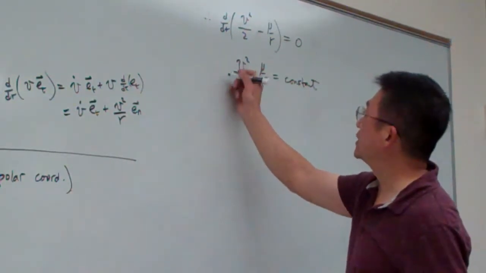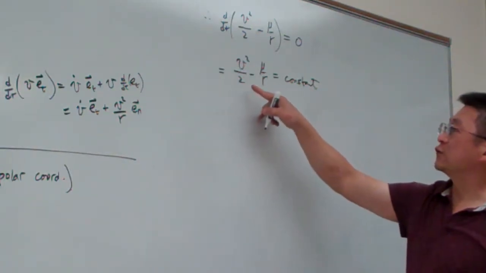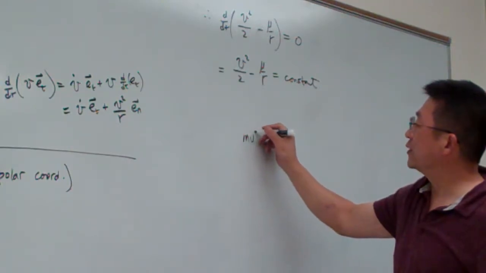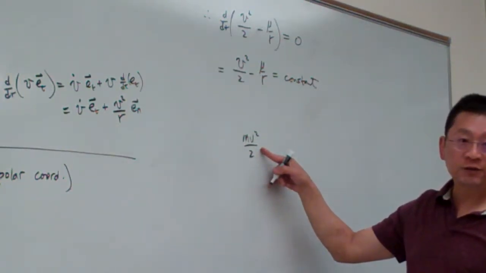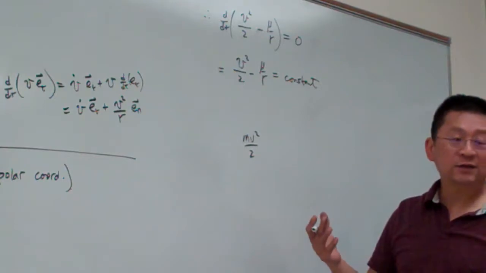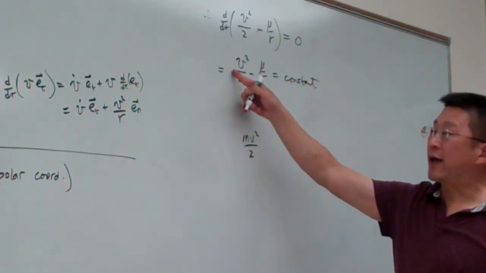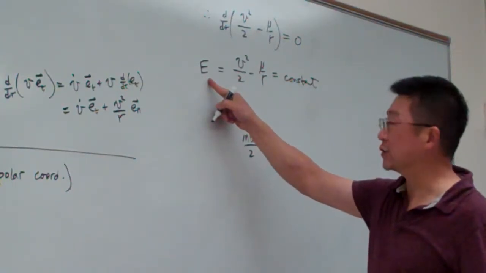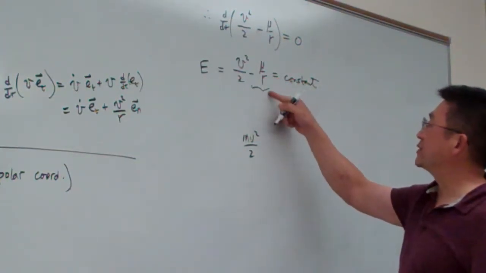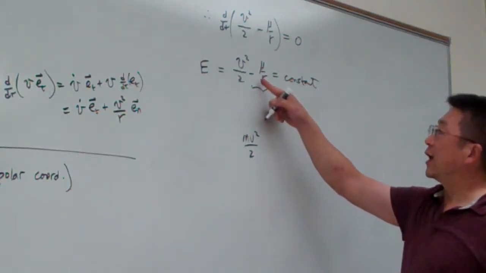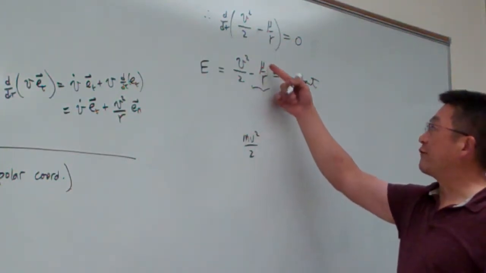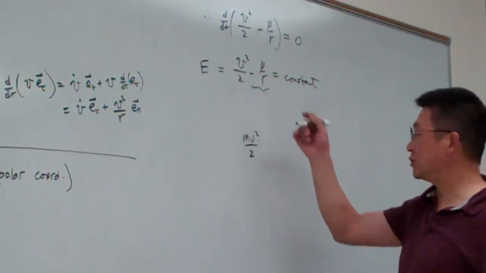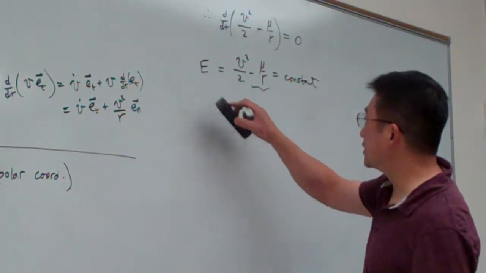If you look at this carefully, the first term represents, as we know, mv squared over 2, that's the kinetic energy. Here that is the unit mass, so here we define the specific mechanical energy. And the second one represents the potential energy, in particular the gravitational potential energy. So the whole term here is the mechanical energy.